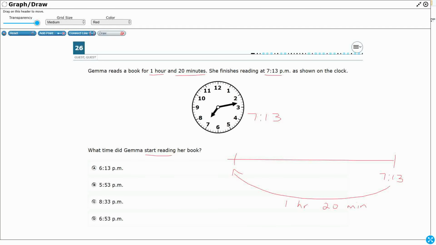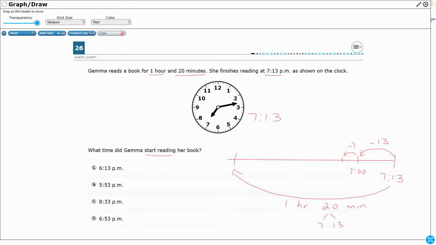So what I want to do is take 20 away from this, but I'm going to do it in chunks. I'm going to do it up here. I'm going to take away 13 minutes. The reason I'm doing 13 minutes is because I know that 7:13 is 13 minutes past the hour. So this came from my 20. So I'm going to break this up into a 13 and a 7. So now I need to just take another 7 minutes away.